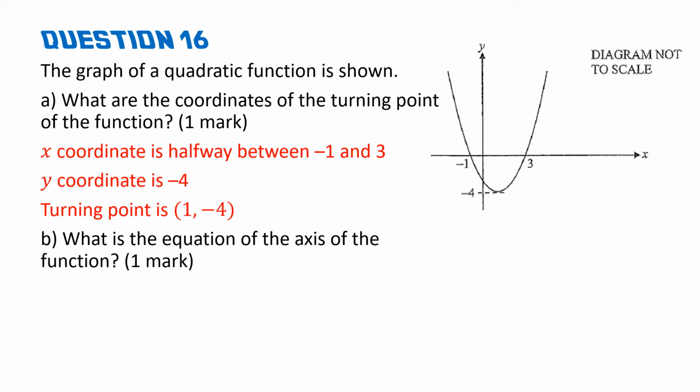Part B asks, what is the equation of the axis of the function? So the axis of the function is, where is that center line? What is it evenly spaced from? All right, so -1 is 2 places to the left of the axis, and 3 is going to be 2 places to the right of that axis. So what is in the middle? Well, it's the x-coordinate of our turning point. So our axis is going to be where x equals 1.